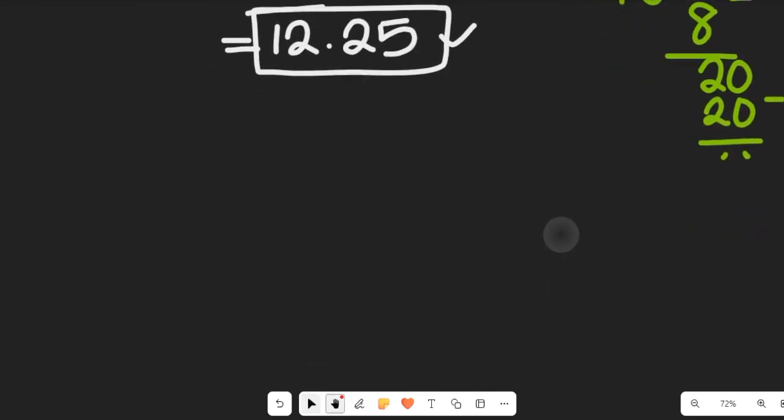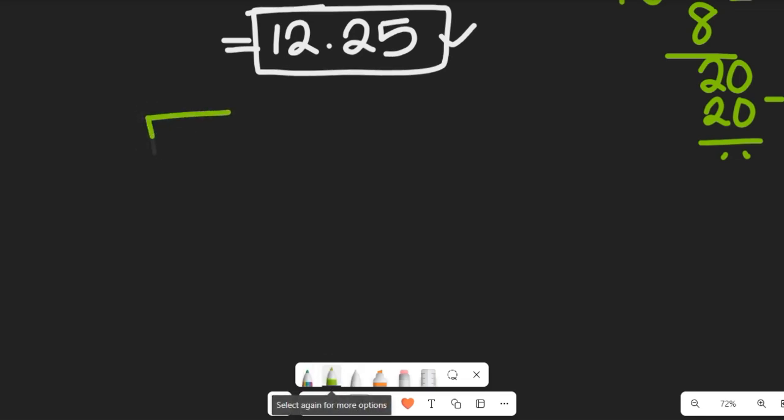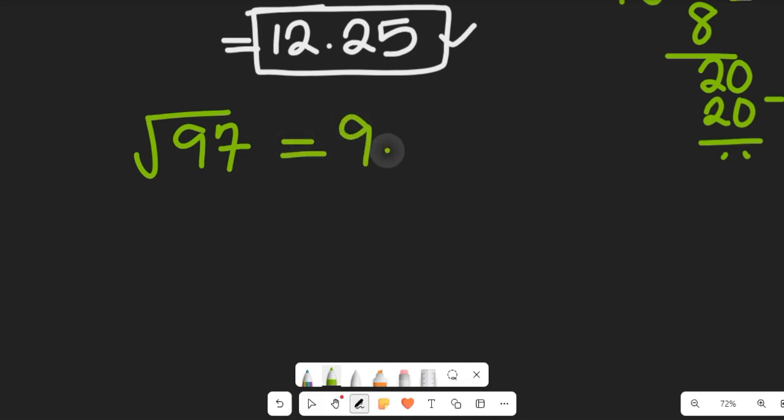What if we are asked to look for the square root of 97? Point your calculator. What does the square root give you? It gives you 9.8488, right? Good. Now let's look at this.